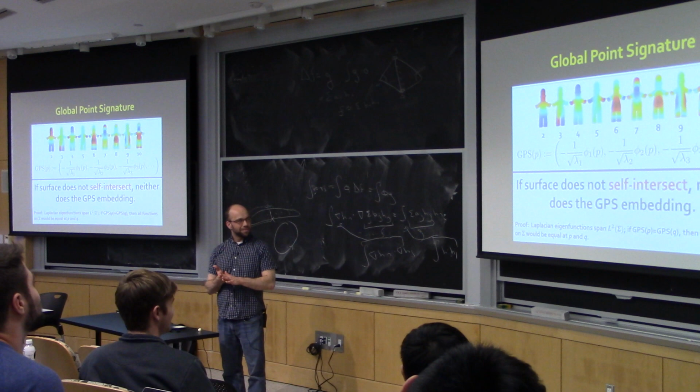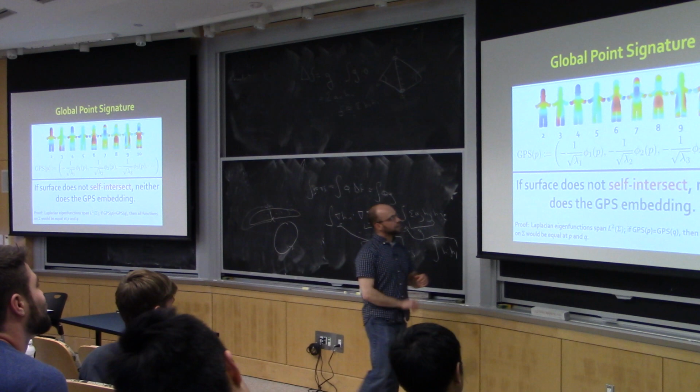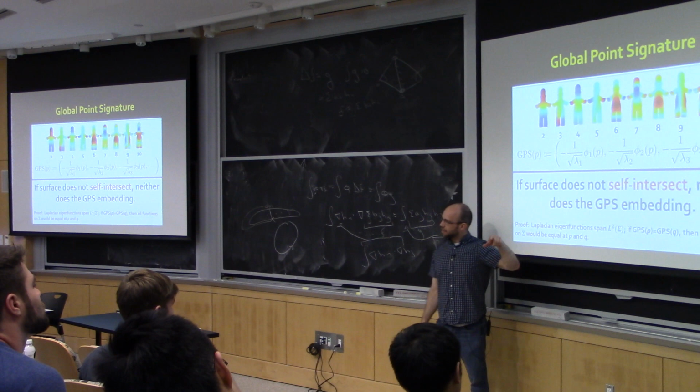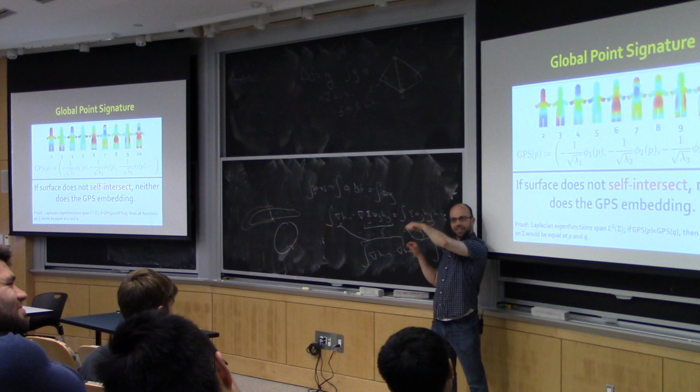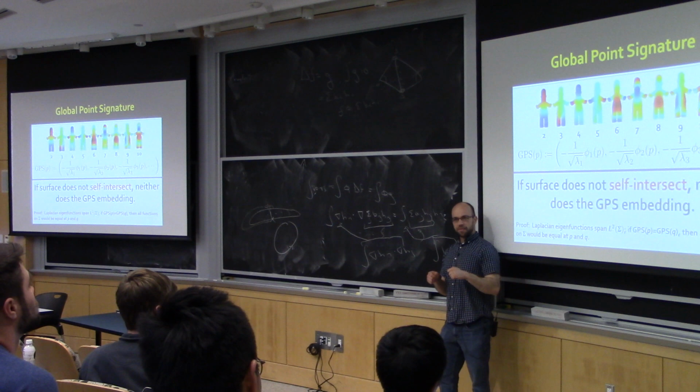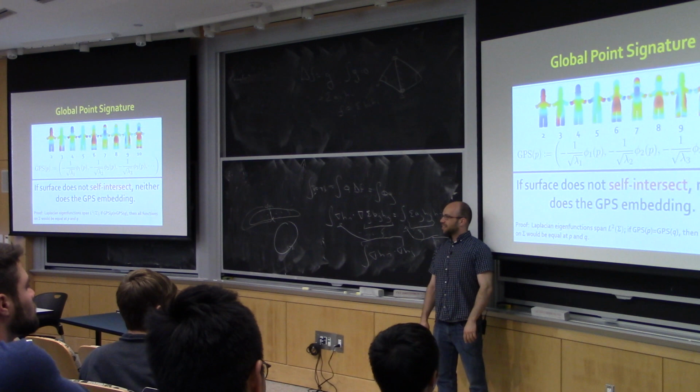Okay, but in any event, the basic theory here is that for one thing, if the surface doesn't self-intersect, neither does the GPS embedding. What does that mean? That means a different way of putting it is that every point gets a unique signature. Yeah? Does that make sense? And furthermore, what happens if my surface, I take Homer and I deform him isometrically? Well, every point has the same signature, yeah?